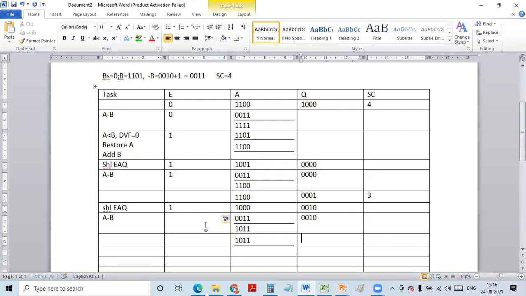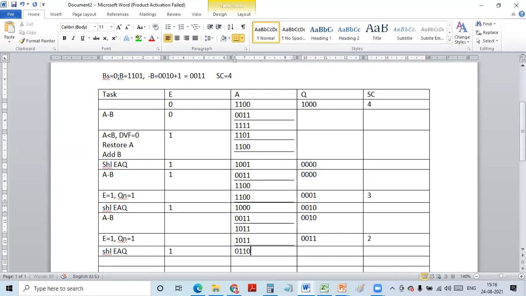One zero one one, and now your Qn should be 1 because your E is 1. E is 1, so Qn should be 1, and reduce the sequence counter by 2. Again SHL. E equal to 1, so make Qn 1. This step is added here. SHL EAQ. So again here E is 1.